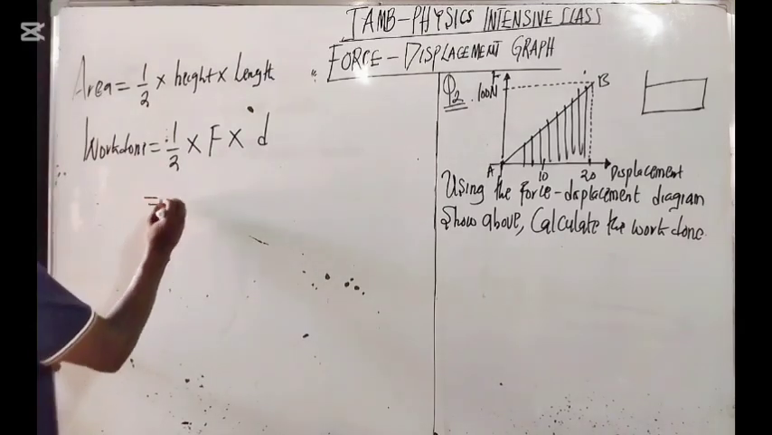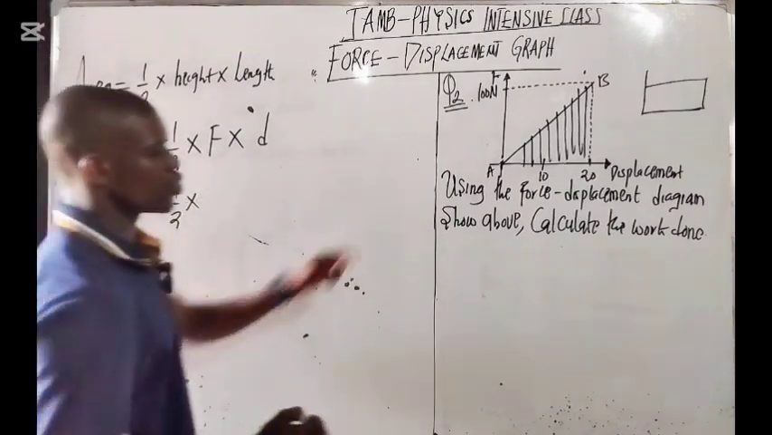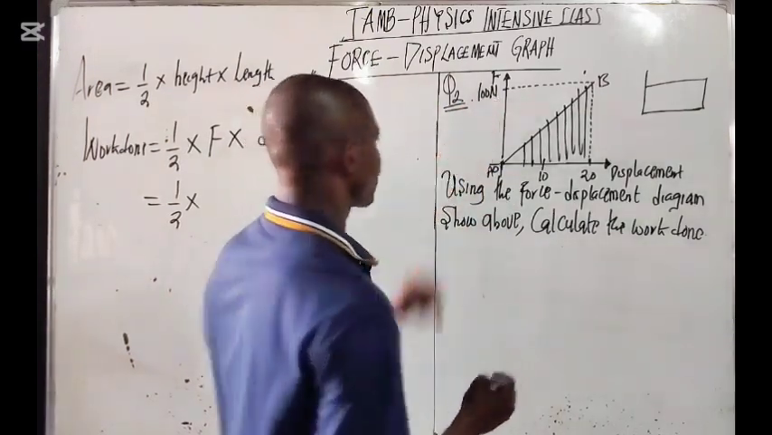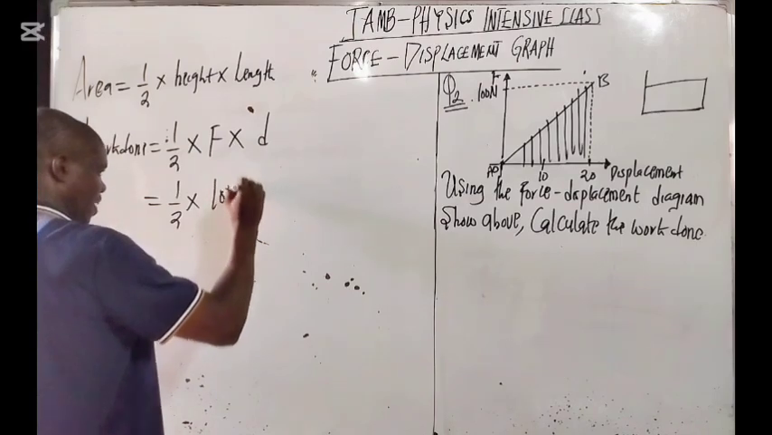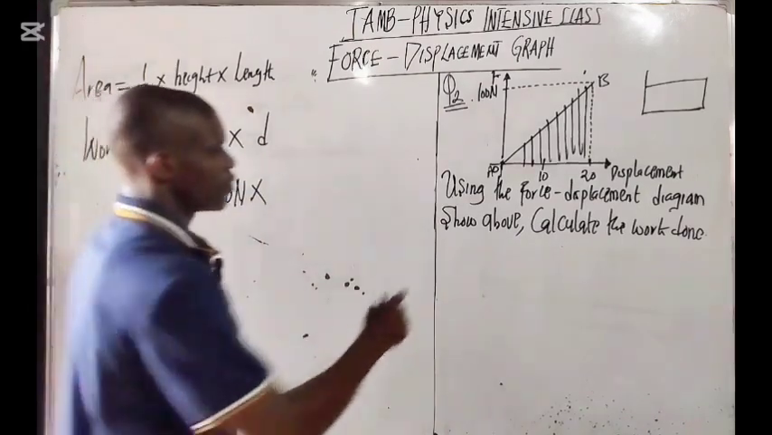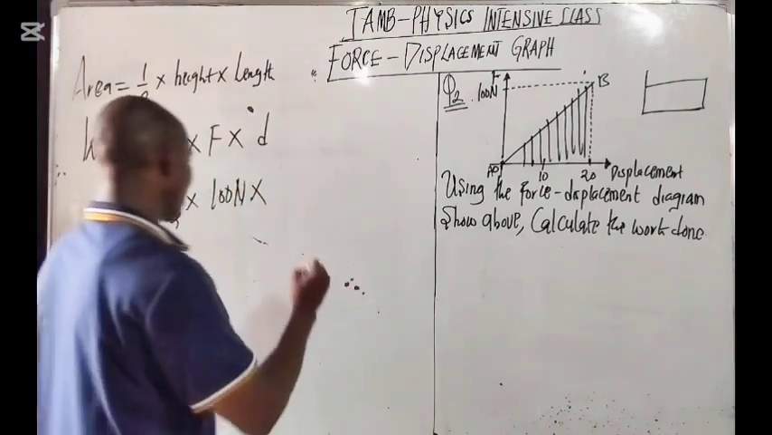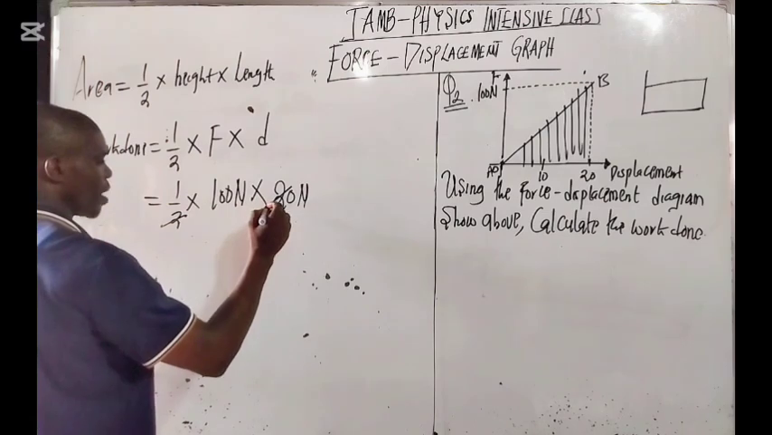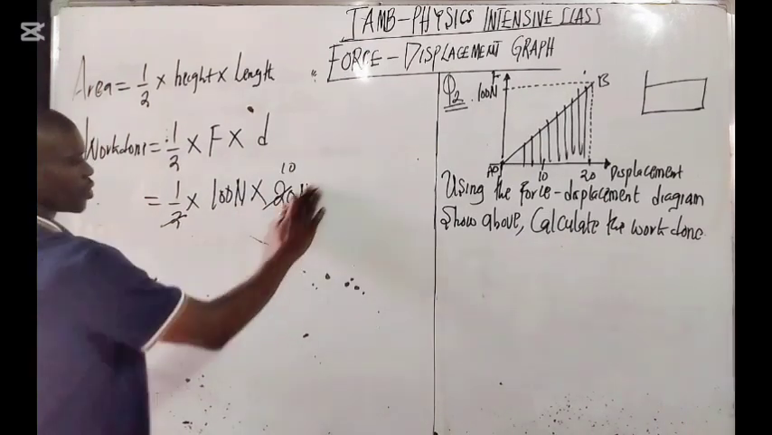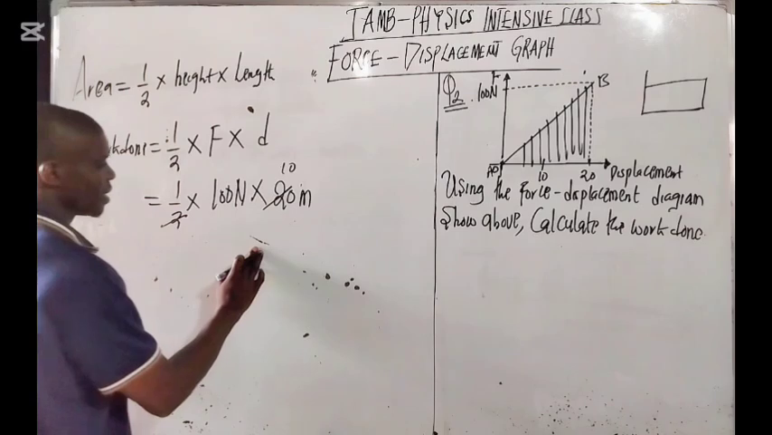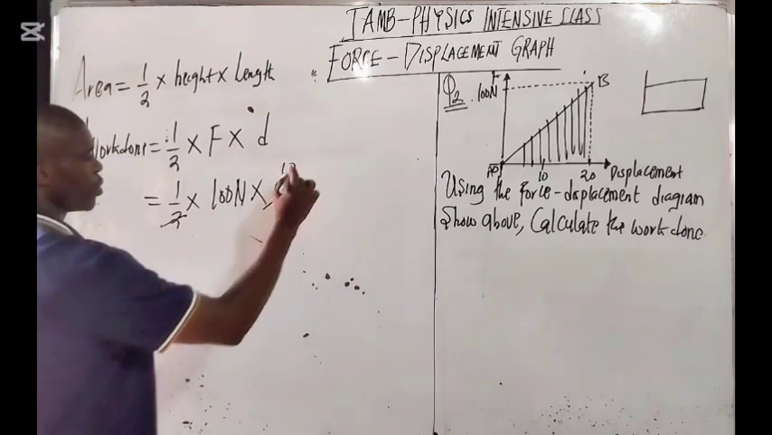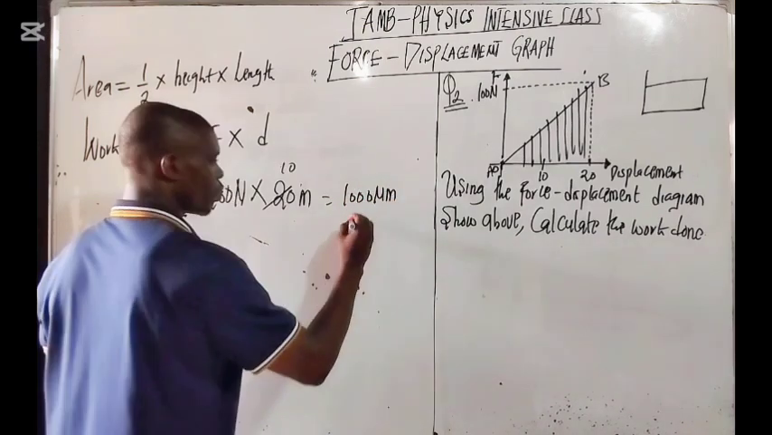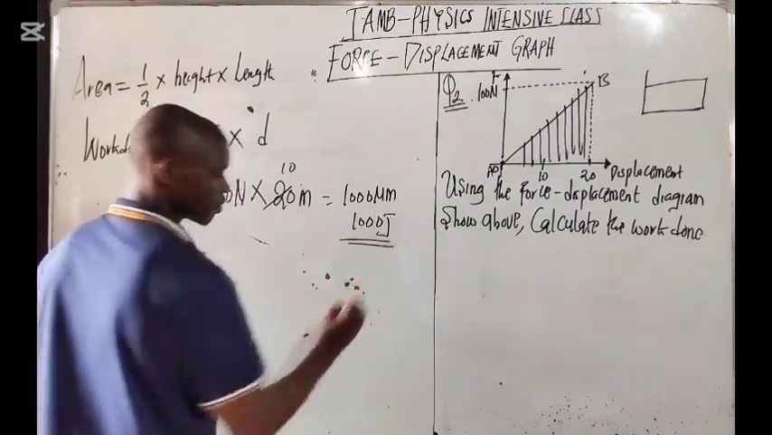So here equals what? Half times my force. From 0 to here, the force is 100 Newton, times the distance from here to here, which is 20, right? 20 what? Newton? What up here? If this one going to this one here we have 10, right? So you have meter, not Newton, meter. So 100 Newton times 10 meter. Here we have 1000 Newton meter, or 1000 what? Joules.